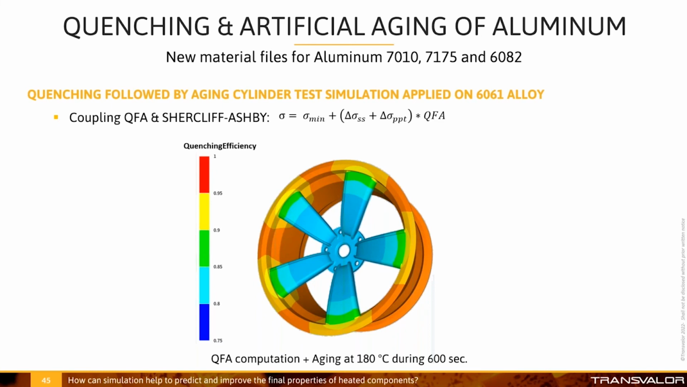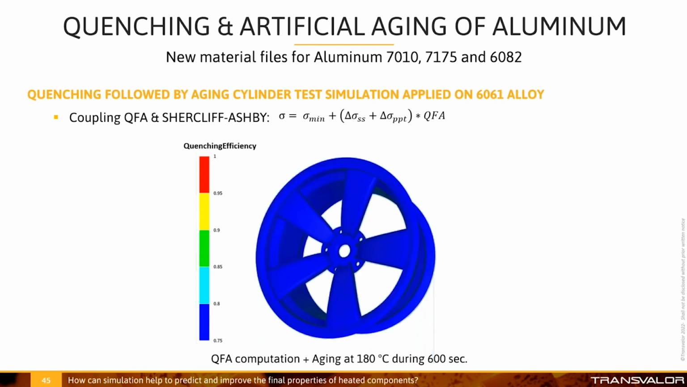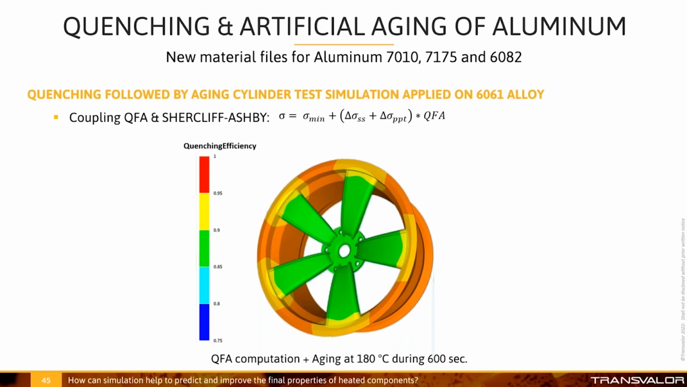Today in our solution, it is possible to model different kinds of aluminium: 7010, 7175, and 6082. If you work with any other aluminium that is not integrated in our material database, thanks to our collaboration with Mondragon University, we can help you to identify the parameters needed to compute the quenching or the Shercliff HB parameters and to model the heat treatment of your aluminium.